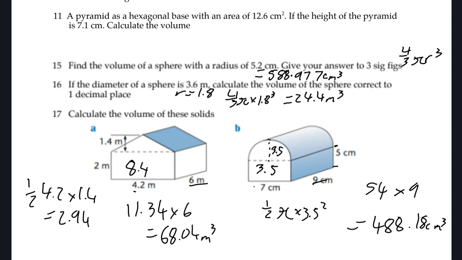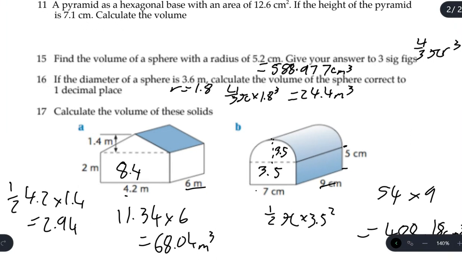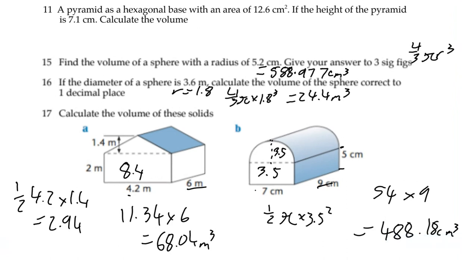Find the volume of a sphere. The volume of a sphere is 4 on 3 pi r cubed. So it's going to be 4 on 3 pi times 5.2 cubed. Put that in your calculator and you should get 588.977 centimeters cubed. That was for 3 significant figures.